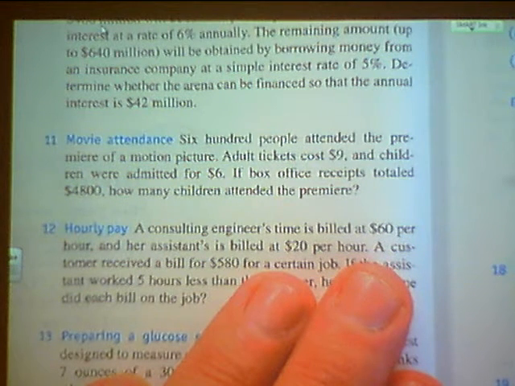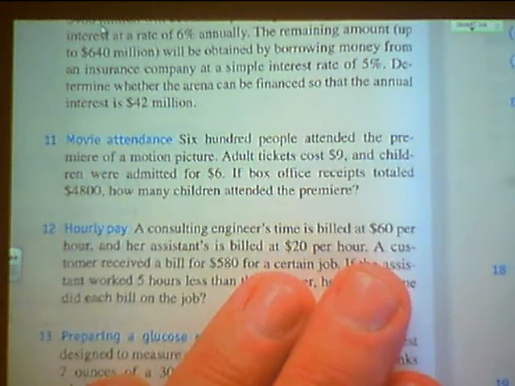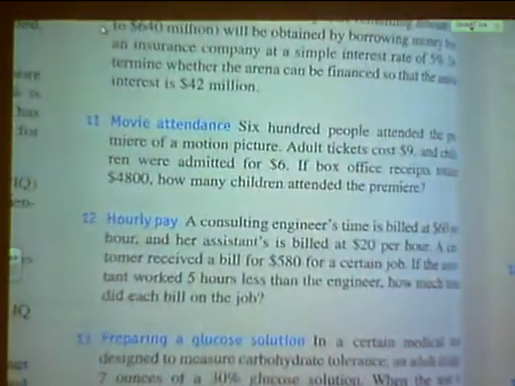So what are they telling us? 600 people attended total. Some were adults and some were kids. The adult ticket prices were more, $9, than the kids. When they were finished and added up how much money they took in, $4,800. And now the question is, of the 600 people that attended, how many were children? So, let's think about this.